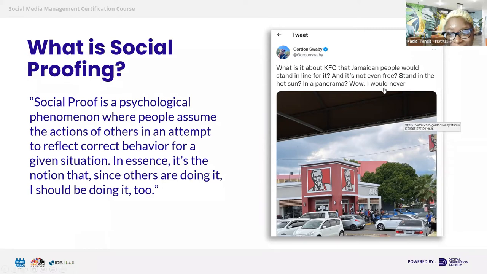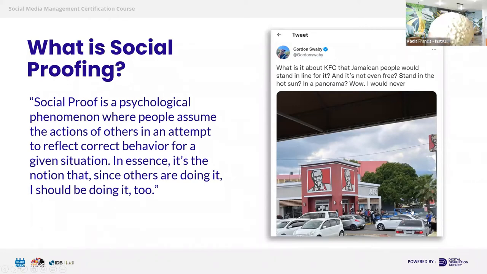And you see things like this. What is it about KFC that Jamaican people would stand in line for it? And it's not even free. Standing in the hot sun in a panorama. Wow, I would never. But they did. This is social proofing, guys. This in and of itself is its own form of social proofing.